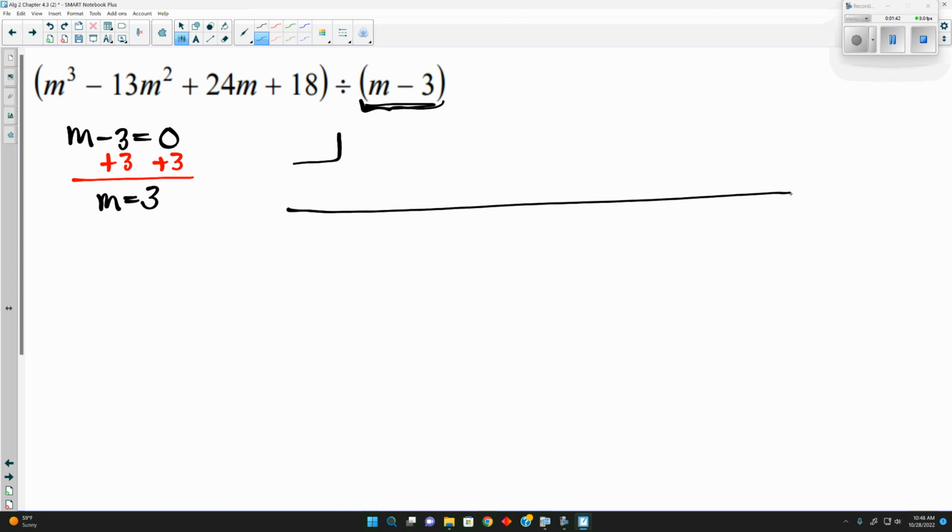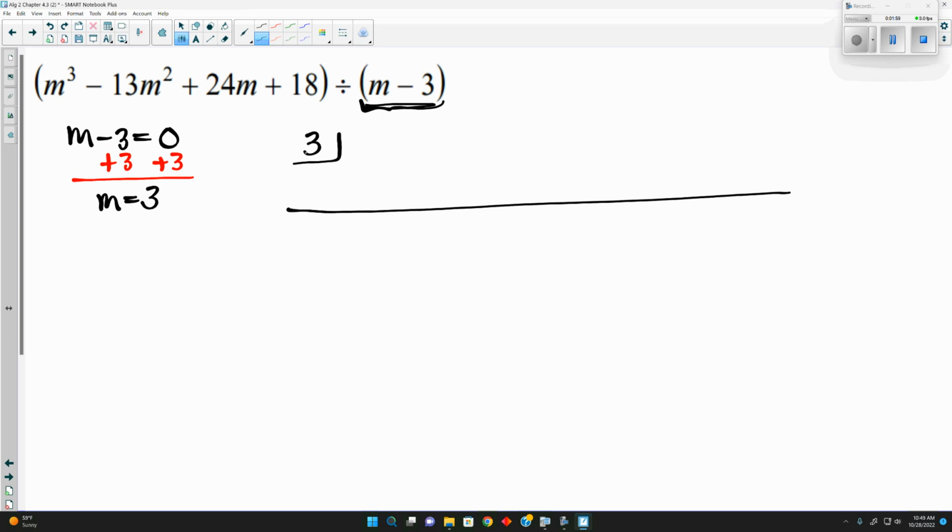Now we set this up. To set up synthetic division, the first thing we're going to make and draw is a cubbyhole and a line. Now the value we solve for m, or the variable here first, goes in the cubbyhole. So 3.